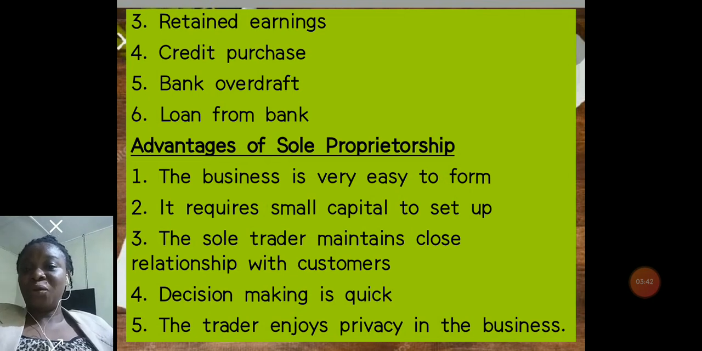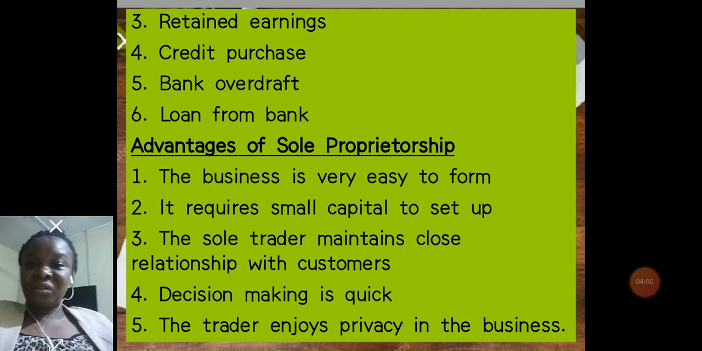He can easily go back to the bank, take from it, and plow it back into the business. Number four, he can also get funds through credit purchase. That means he can purchase goods from a supplier on credit. Number five, bank overdrafts. Bank overdraft is a situation where the bank allows its customers to withdraw over and above the balance in their account. It's especially given to current account holders. Number six, loan from the bank.